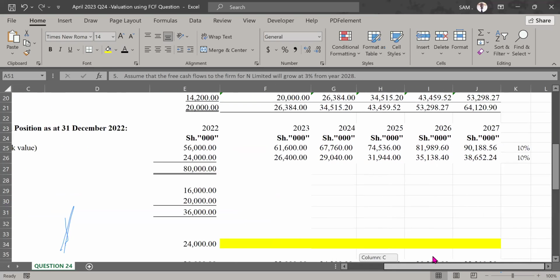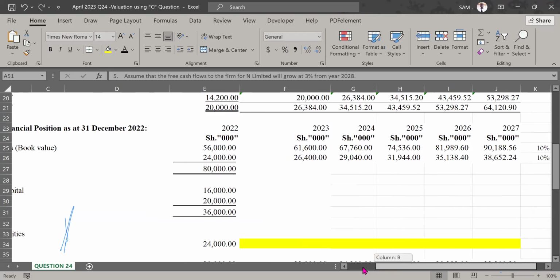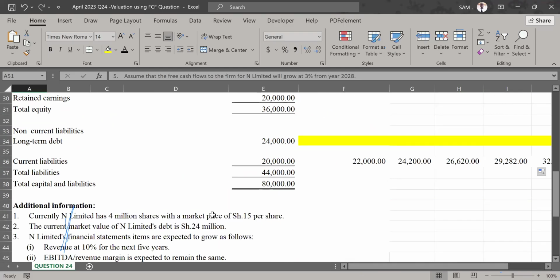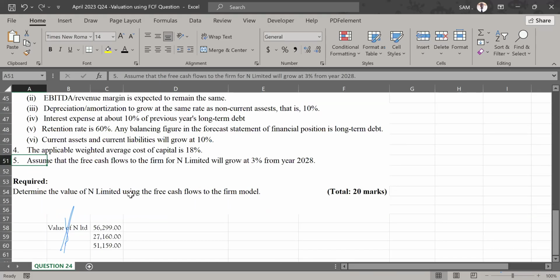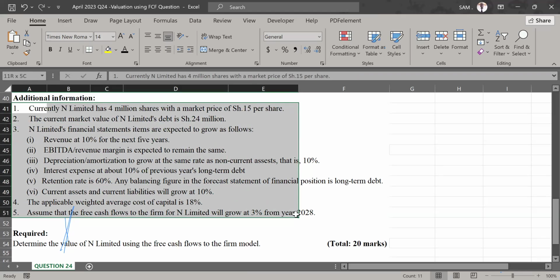So what do we do? Very simple. Let's see how we will get the balancing figure which now represents the long-term debt, so that we finish up all these statements. We move to the next level because look at the required. Remember, our objective is to do valuation of this company to determine the value of N Limited using free cash flows to the firm. As we do the valuation, we first come up with the model financial statements, following the adjustments which we have just done. After having the model financial statements, then we narrow down to the cash flows.